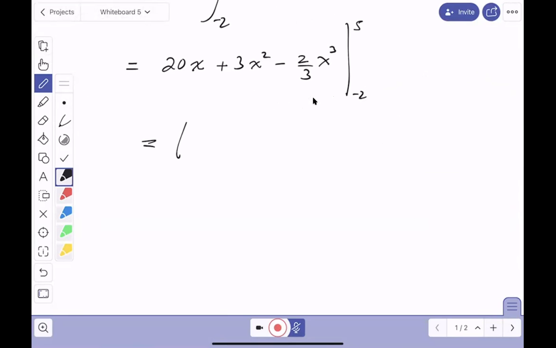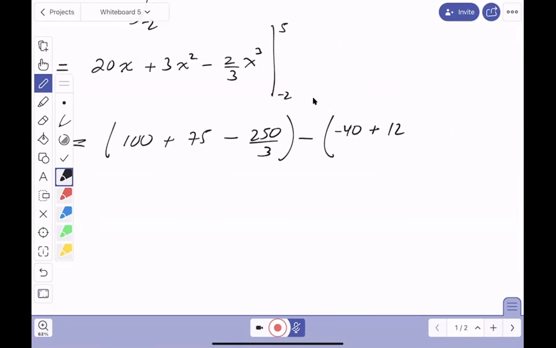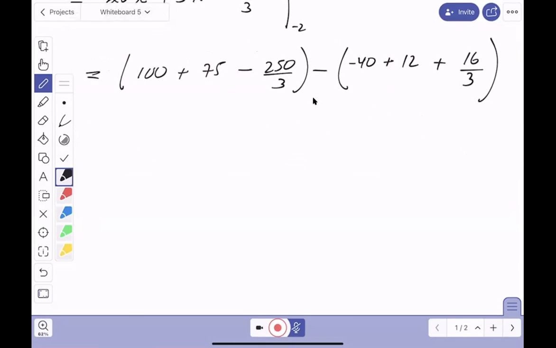So what do you have here? 100 plus 3 times 25 is 75, minus, well, 5 cubed is 125. So that's 2/3 times 125. And yeah, I make mistakes sometimes, so I've got to be careful. It's going to be minus 40 plus, let's see, that would be 12, right? And then it would get plus 16/3. Right? I want to do my arithmetic.